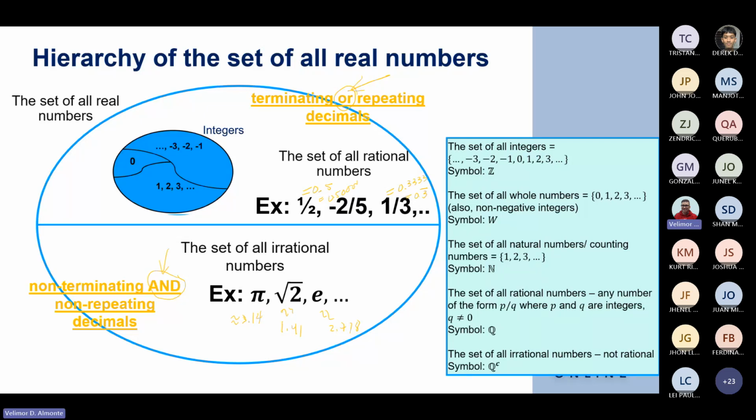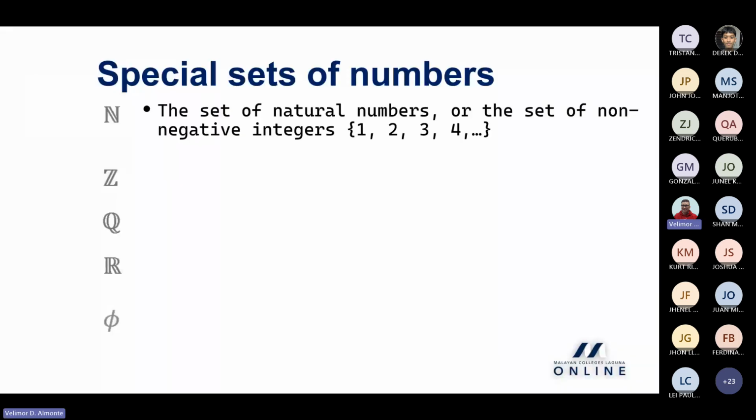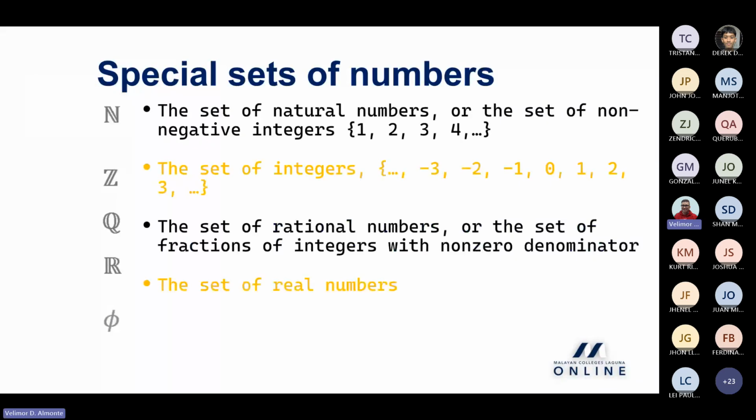So please take note that we reserve some letters: W, whole numbers; N, natural numbers; Z, integers; Q, set of rational numbers; Q complement, Q with a superscript C, denotes the set of irrational numbers. When you see these letters being used, they mean these sets that we are discussing right now. Okay, there to clarify.